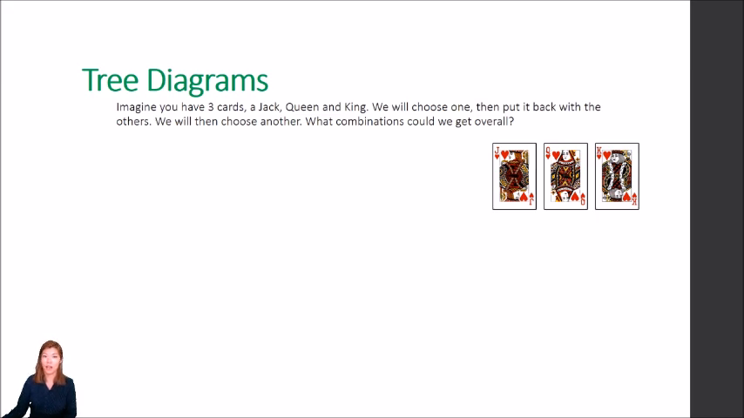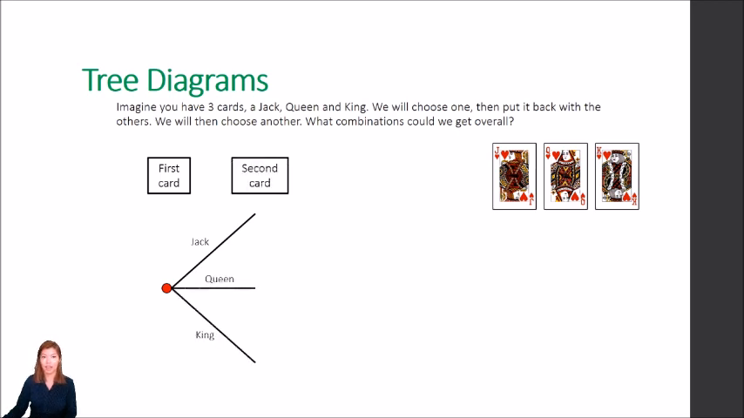Imagine you have three cards, Jack, Queen, King. We're going to choose one, then put it back, and then we're going to choose a second card. What combination could we get overall? So for the first card, we're going to draw a tree diagram. We're going to start it off with three sections because we can pick three cards. And in our second card, we're going to consider, well, if I pick the Jack, what happens next? I can pick the Jack, the Queen, or the King again.